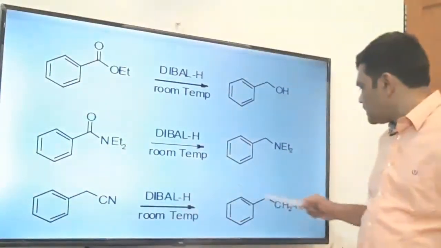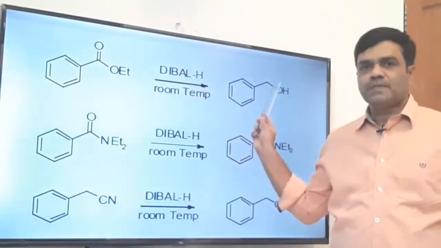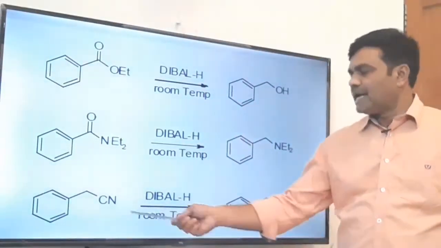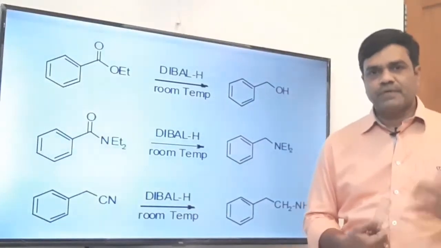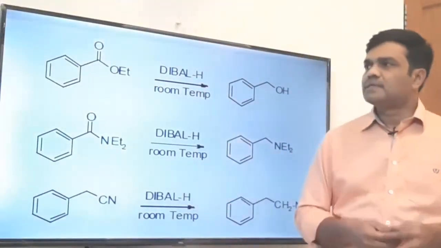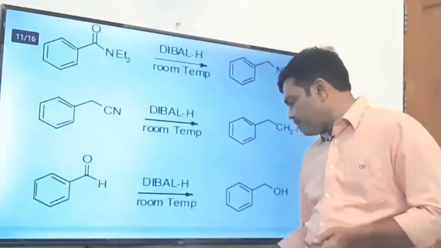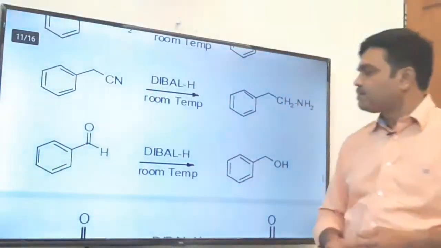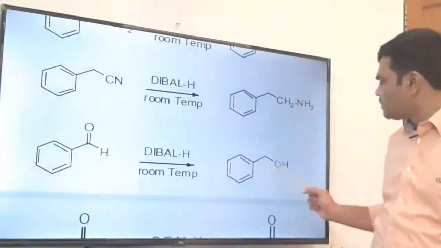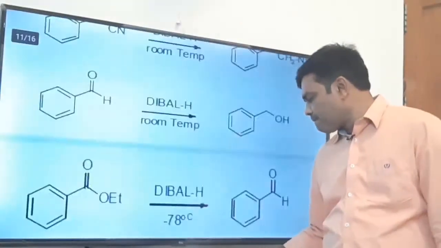Similarly, C triple bond N is reduced to CH2NH2. In all these three examples, that is in conversion of ester to alcohol, amide to amine, and cyanide to amine, at room temperature, the same product is obtained as that of lithium aluminum hydride. This is again aldehyde reduced to primary alcohol. It is again the same case as that of lithium aluminum hydride.